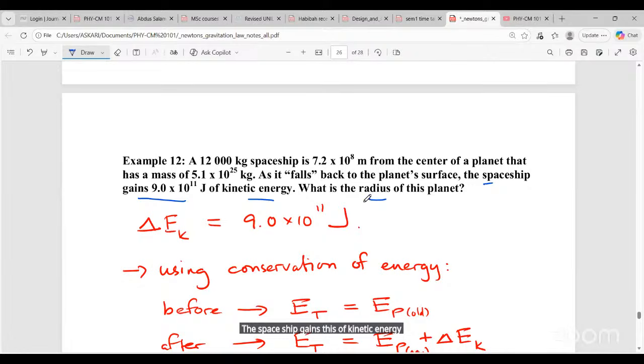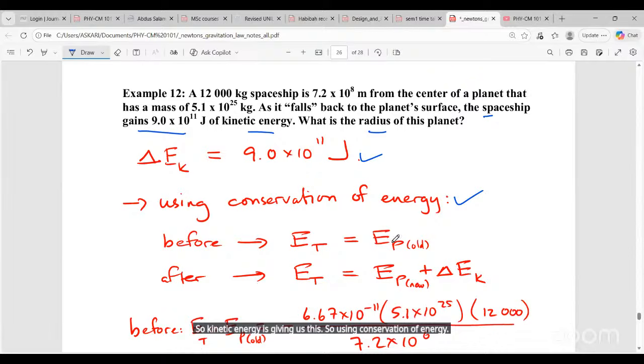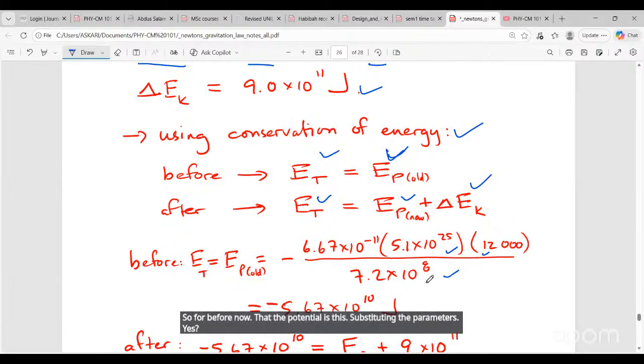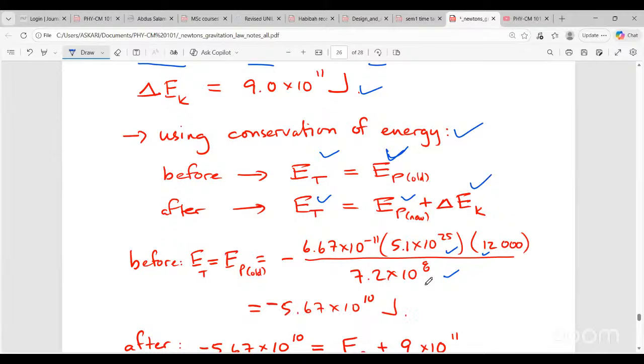What's the radius of the planet? So kinetic energy is given as this. So using conservation of energy, the total before is equal to the potential energy. But as it starts to fall, total energy will be distributed to potential and kinetic. So for before, the potential is this. Substituting the parameters, you just add all this.